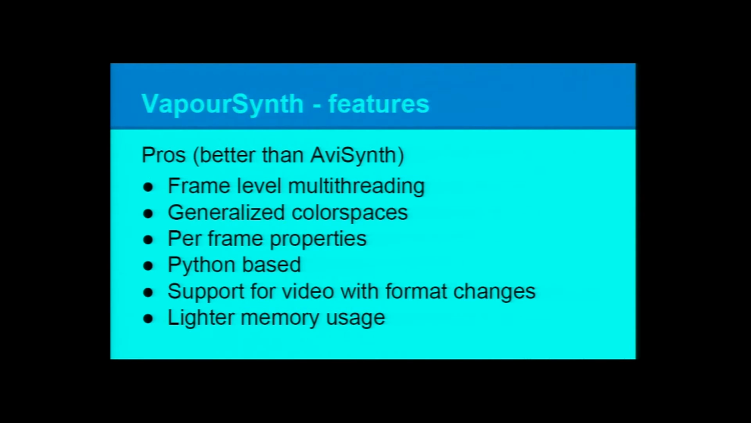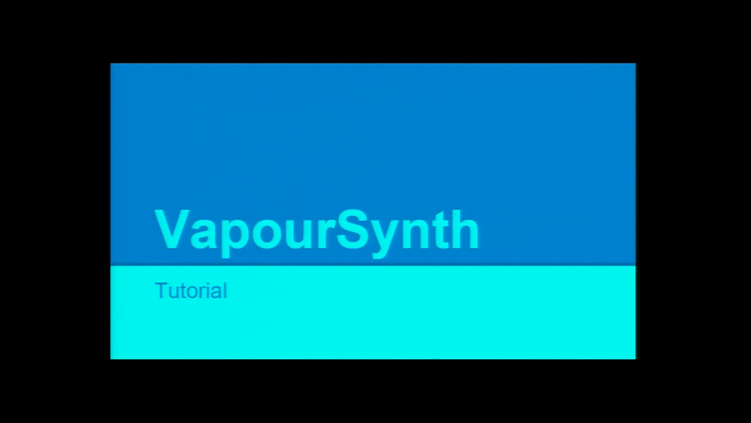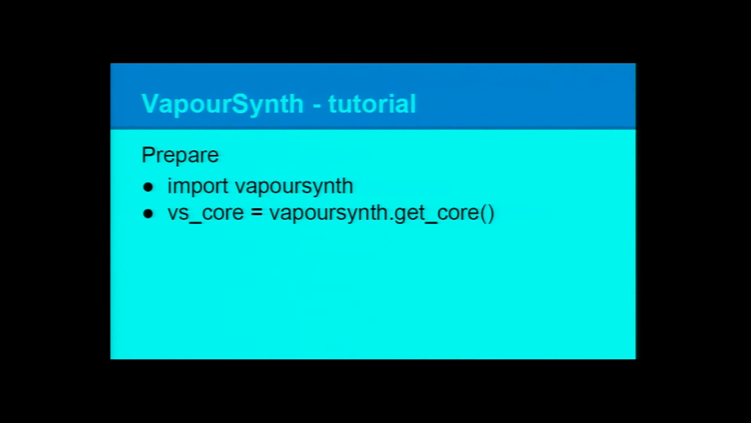The owner says there is a WebSync, a weak pointer of WebSync. It can do frame level multi-threading, generalize color space, perform properties, and its script engine is based on Python and supports video with format change. The owner says it has lighter memory usage. So it seems to be better than AVS's. Really, let's watch it later.